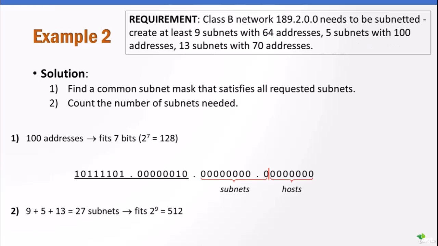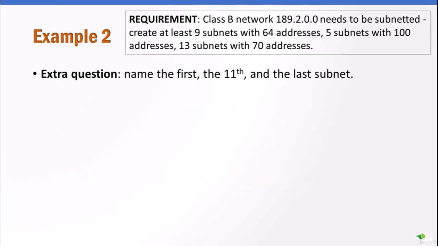That's pretty simple, so let's look at an extra question. Let's name the first, the 11th, and the last subnet. The first one is obvious. It's going to be 189.2.0.0.